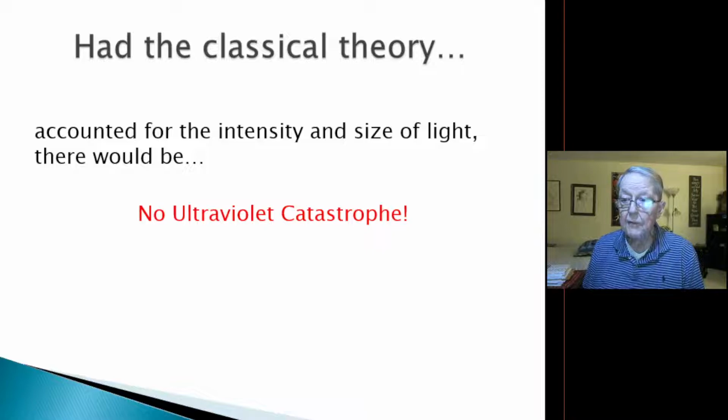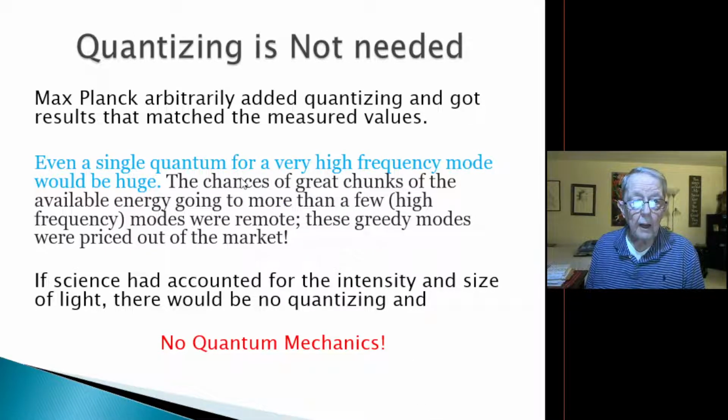If they had a physical model 120 years ago, they would have been able to do something with it, at least conceptually, even if the equations couldn't quite get there, because that's tricky. But there would have been no catastrophe because they would have been able to analyze it the way I just did with TPM Light. And quantizing is not needed.